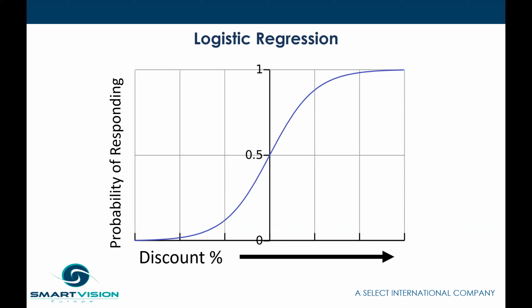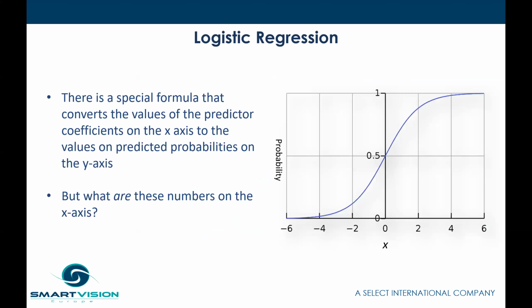Now, given the fact that this is a special situation, we can't talk about it in linear regression terms. We can't say a 1 unit increase in the discount increases the probability by 5%. Unfortunately, it doesn't work that way. It actually works with logs, not with probability. So the logs are related to odds, the odds of somebody actually responding.